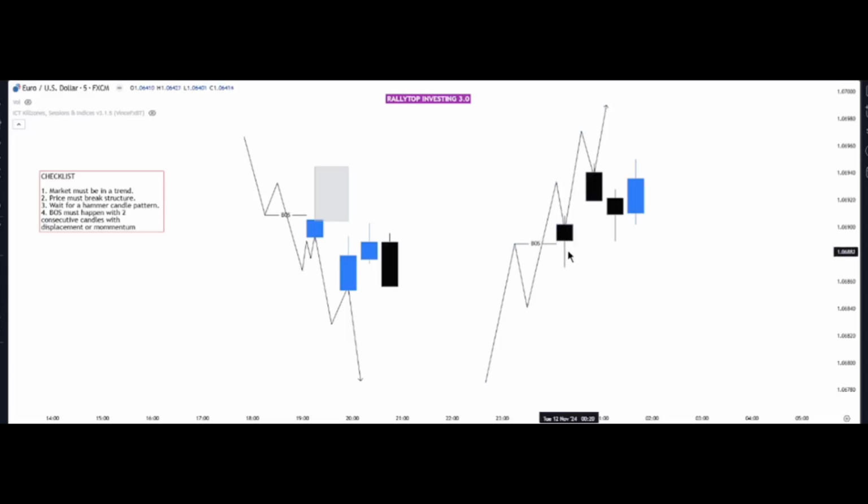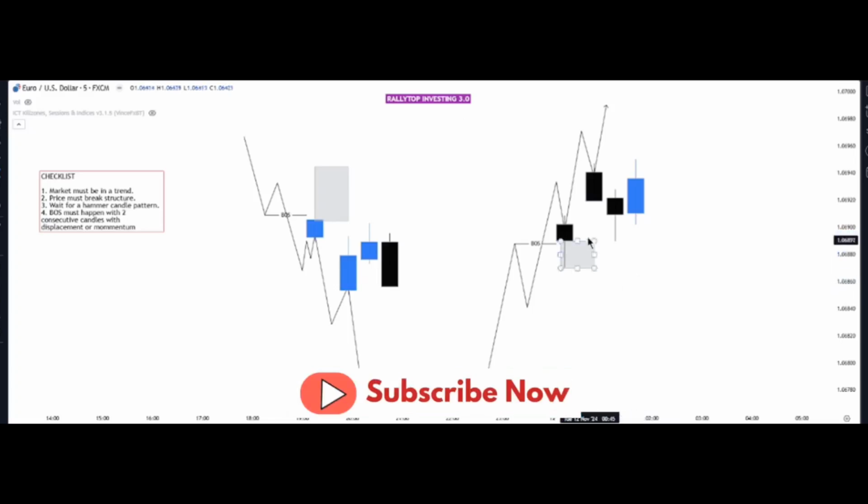It has to be with a wick. This candle wick here, as you can see, it broke it with this candle wick. That's what you want to see. Once you find that, now you mark out this candle from this low, all right, here. That's your area of interest. So you're waiting for the next candle to tap into it and take you higher.